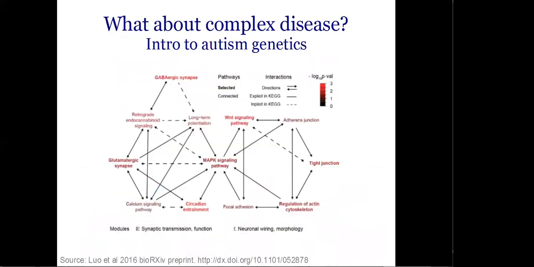Now, let me jump into a more complex case. What if you're looking at not rare Mendelian disease, but complex disease such as autism? There are possibly hundreds of genes causal for autism, and they generally fall into a couple different pathways, and this is just starting to be revealed in recent years with all the next-gen sequencing going on.